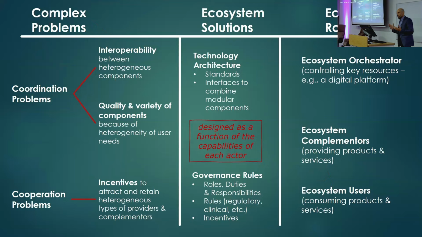Now, the key to an ecosystem approach is that these solutions to complex problems are mutually agreed upon by participant actors. And as I said earlier, the codependencies between them help to define the necessary incentives in relation to the cost to be incurred and value to be captured. And unlike more hierarchical forms of organizing digital transformation, in ecosystems, both the technology architecture and the governance rules that support the interaction between the different actors are designed as a function of the capabilities of each actor.